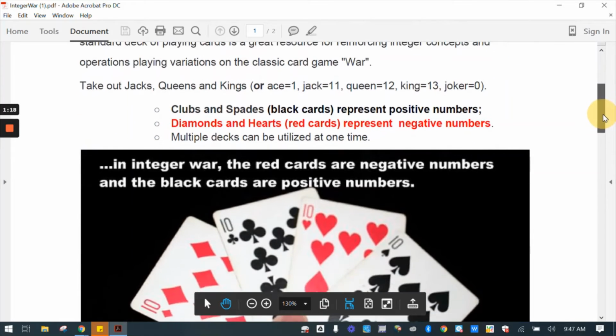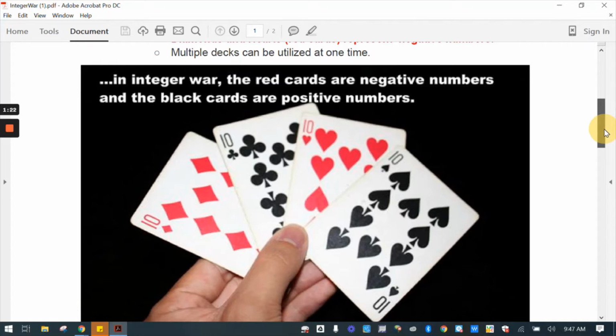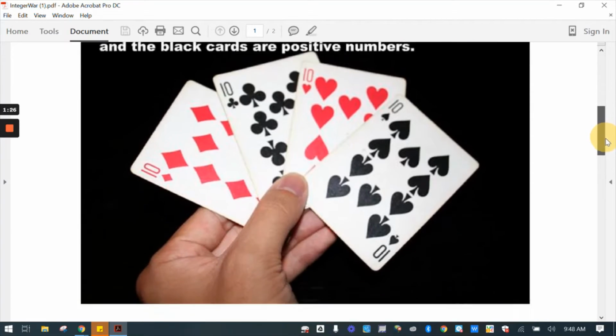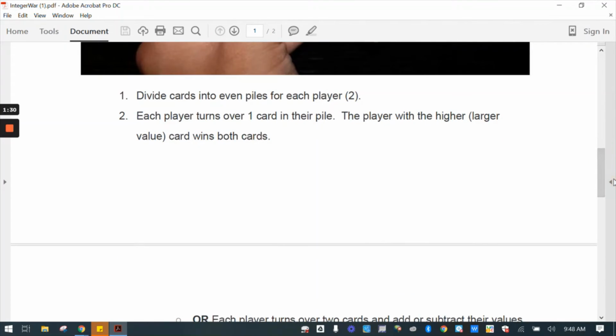And understand that you could use multiple decks of cards at one time to play this game to make it last a little longer and be a little more exciting. So to play the game, you would divide the cards into even piles for each player. Now, here's where we can talk about different variations.